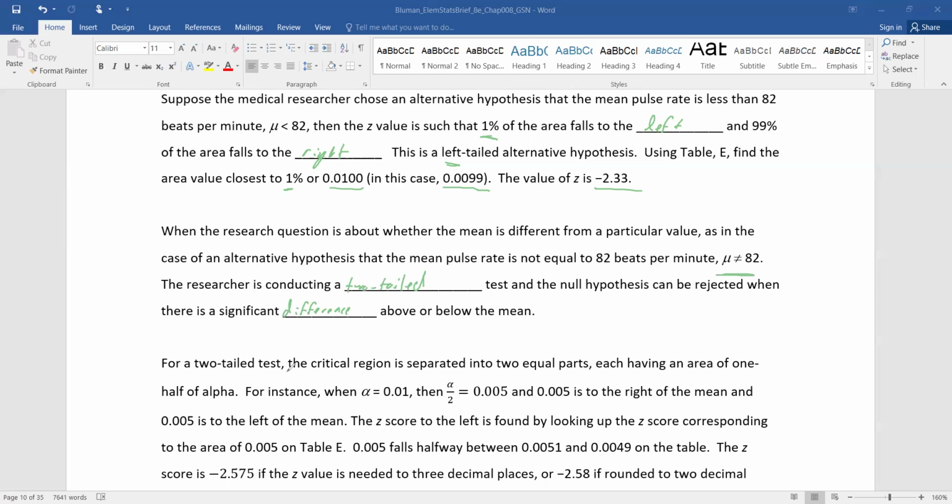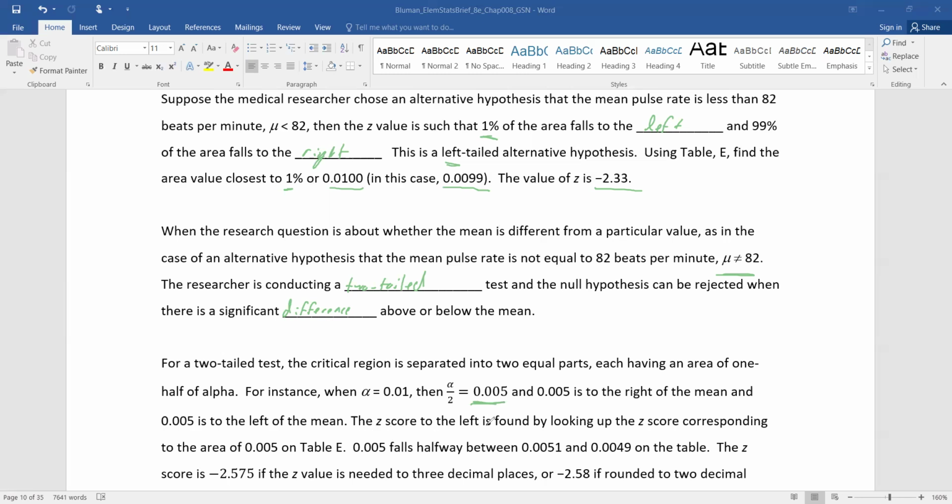So for a two-tailed test, the critical region is separated into two equal parts, each having an area of 1/2 of the alpha. So for instance, if we stick with 0.01 as our alpha, then when a two-tailed test comes, we're looking for an area of 0.005 on both sides. I'll just keep reading here and I'll explain. It is to the right of the mean, and 0.005 to the left of the mean.